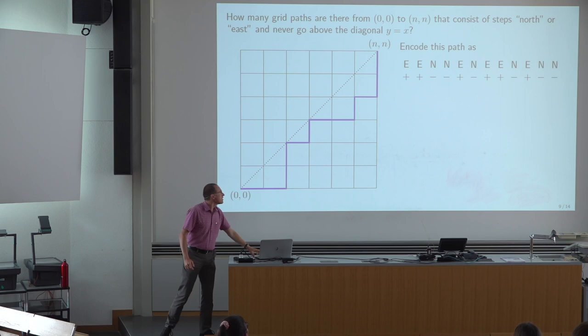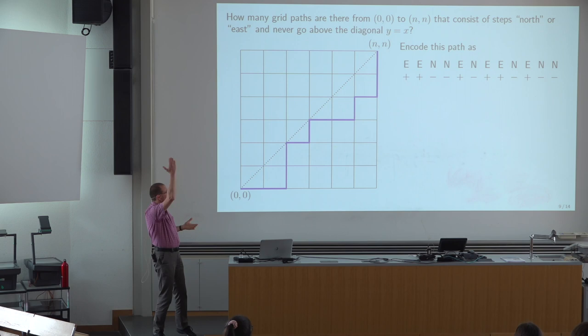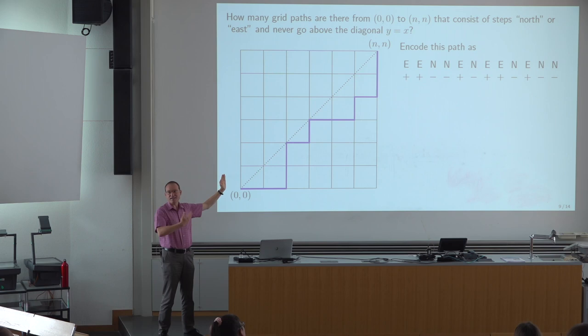Or to the east symbols, you can put pluses, and the north symbols, you can replace by minuses. What do you notice? Very good. Up to any point, you should have at least as many pluses as minuses. You should have at least as many easts as norths. Otherwise, if you have more norths than easts, you would jump above the diagonal.